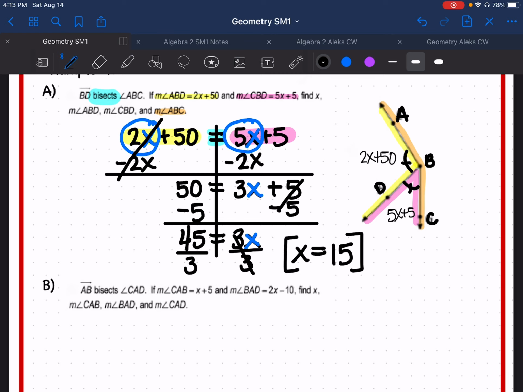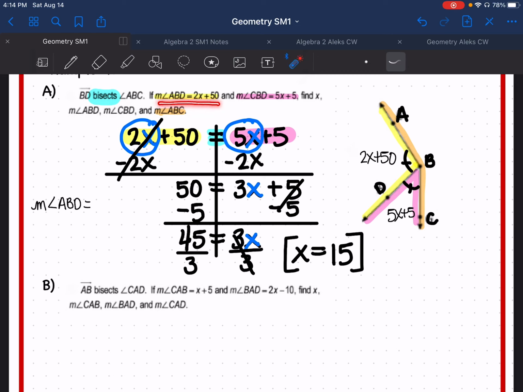Now, this question asks us to go back and plug it into all of the angles. It also asks us to find the measure of angle ABC. So here we go. Let's start with the measure of angle ABD.